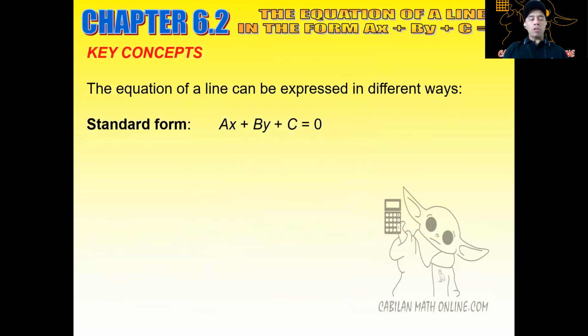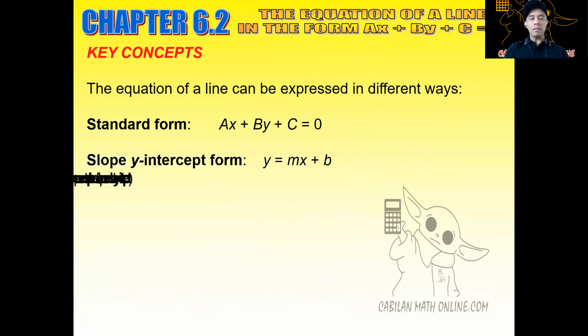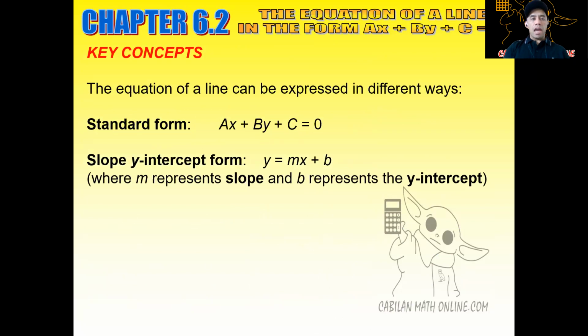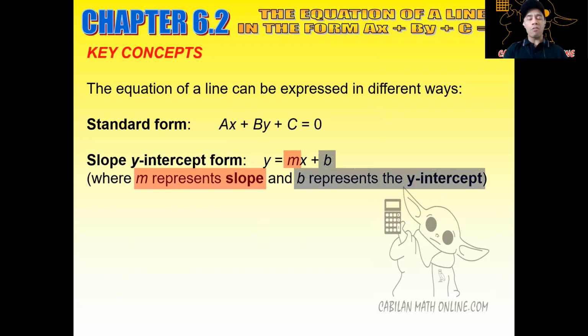As I said before, equations of lines come in different forms, and the form we're going to learn today is called standard form. As you can see, with standard form you have the x term, the y term, and c on the same side. We want to take that equation, rearrange it, and put it in the form of y equals mx plus b. Remember that m represents the slope and b represents the y-intercept. You're going to be hearing that all over this chapter.